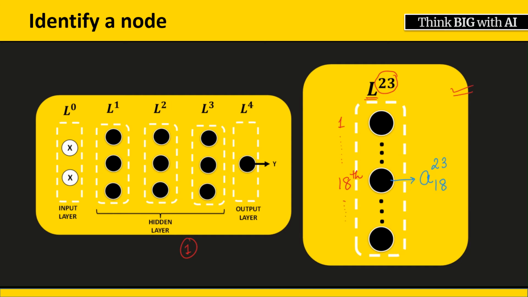If suppose there are multiple nodes and this is at 28th position, how would you write it now? I'll wait for some time. I hope you must have written it by now, but let's see. It's very easy. We will denote it by A and the layer is 23 and the position in the layer is 28.